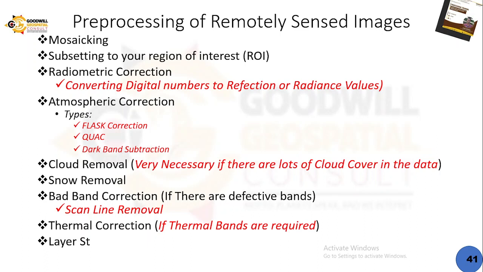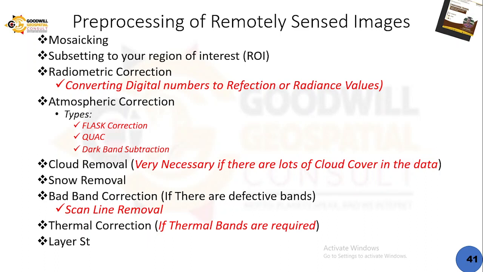Then you do the next activity in line, that's atmospheric correction. You correct the effect of the atmosphere in the image. For the atmospheric correction, we have different types of algorithms. We have FLAASH, we have QUAC, we have dark band subtraction. Then you remove clouds. It's very necessary if there is a lot of cloud cover in the image you obtained. You have to remove clouds.